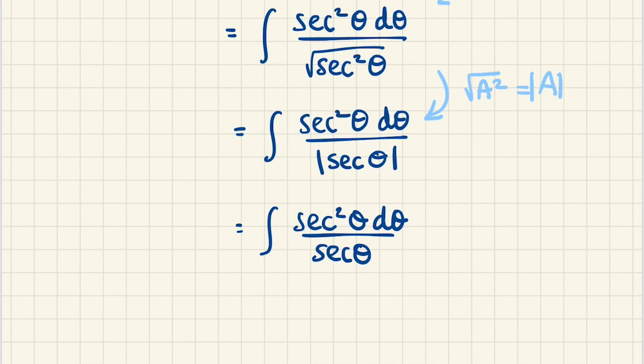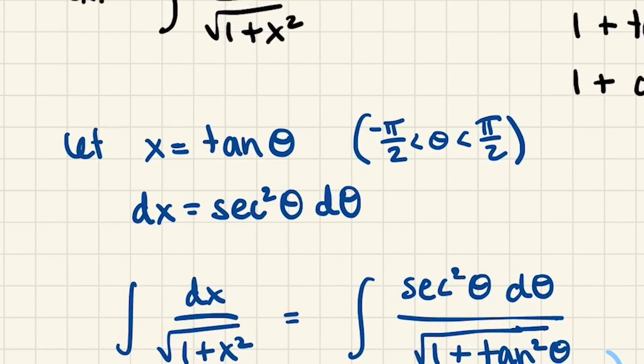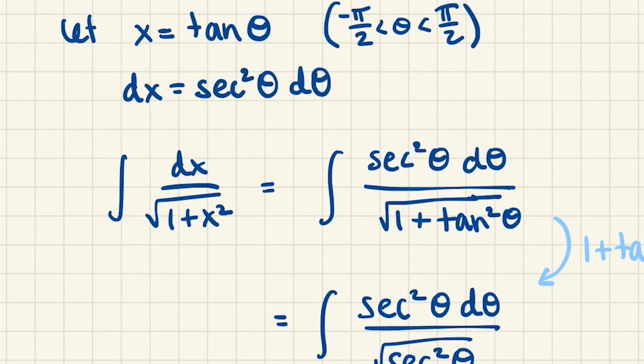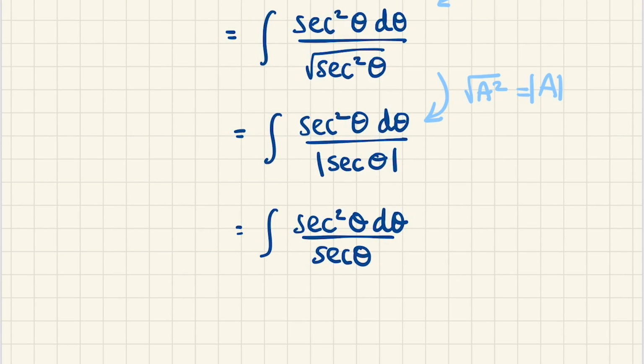Because in this particular situation, we can throw away the absolute values. And that is because by the restriction that we imposed on theta, we know that theta is between negative pi over 2 and positive pi over 2, which means theta is either a fourth quadrant angle or a first quadrant angle, and secant is positive in the fourth quadrant and the first quadrant. So we don't need the absolute values.